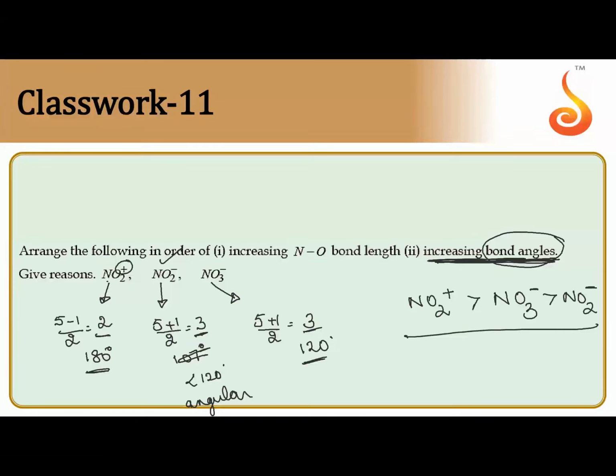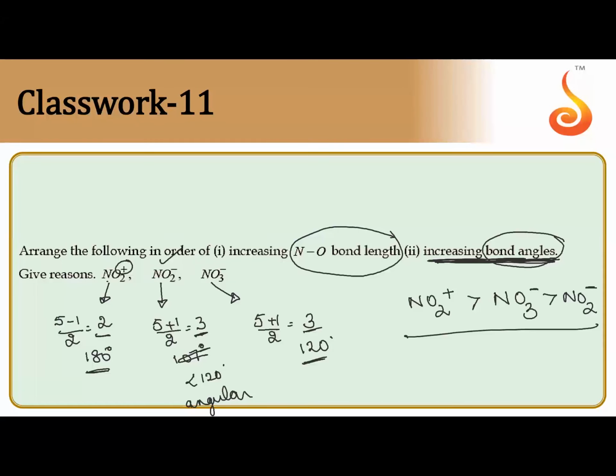Now, how to find out bond length? Bond angle you found out. How to find bond length? To find out bond length, you have to use the Lewis structure only. So unfortunately, you have to draw the Lewis structure for each one. Anyway, it is good practice for us.